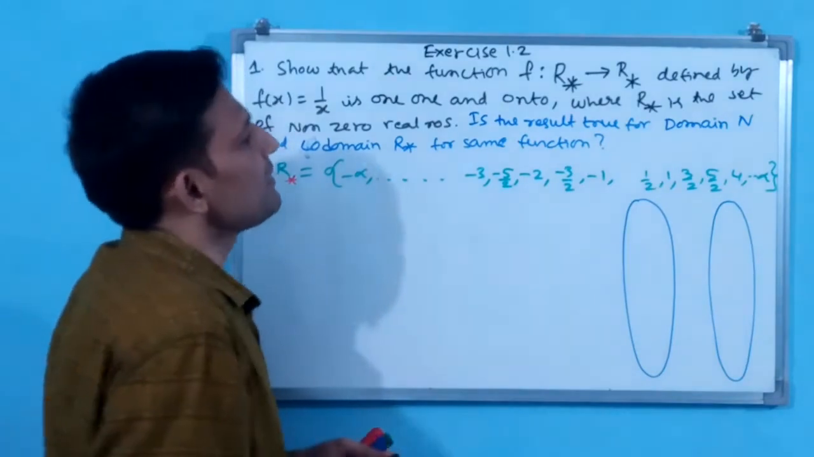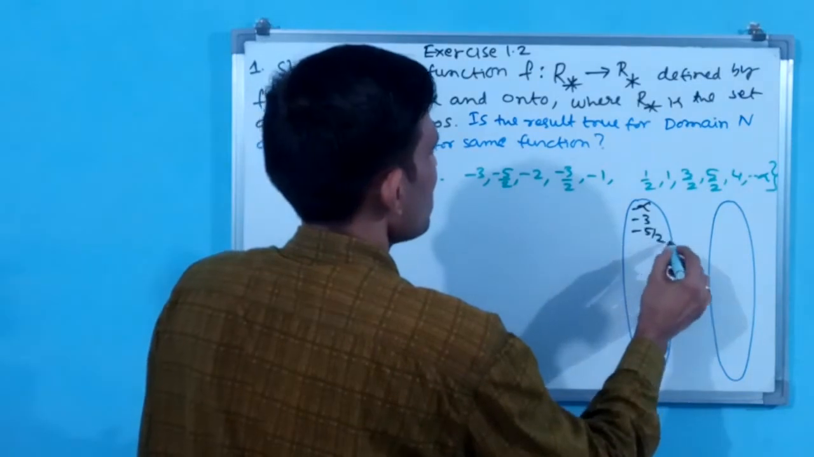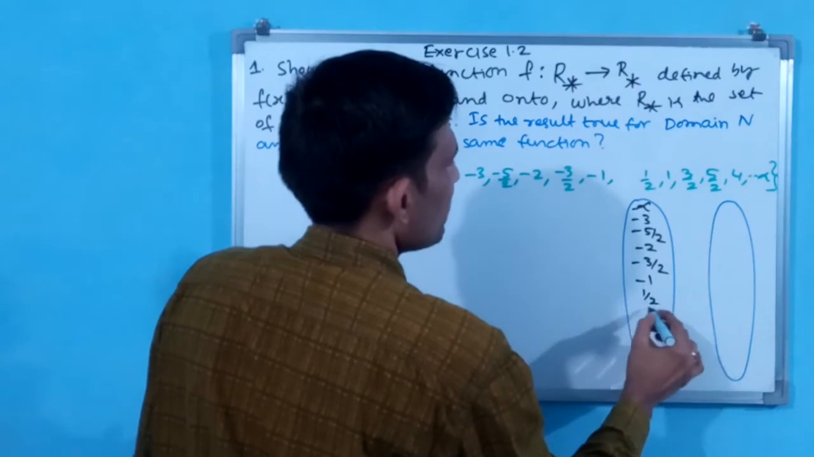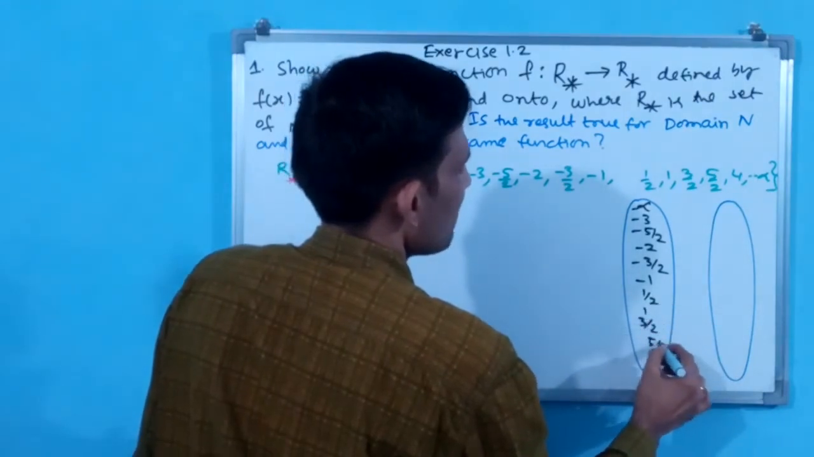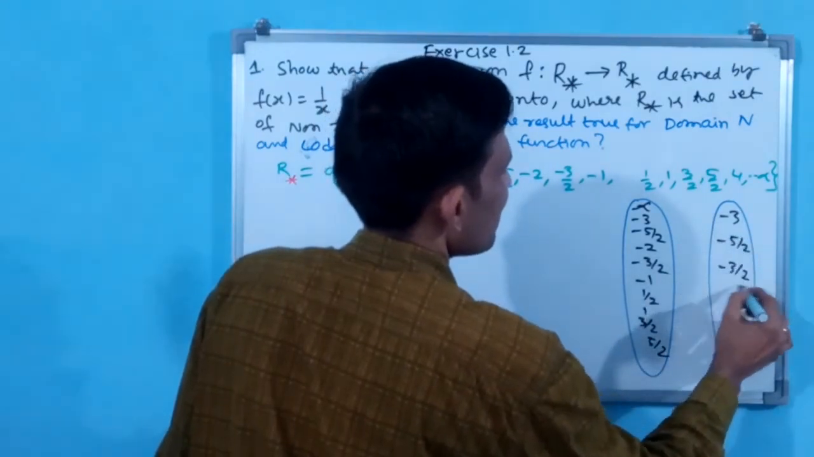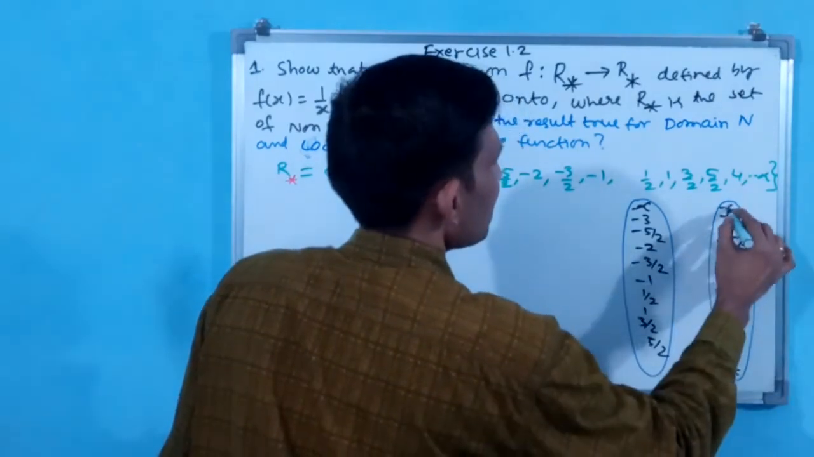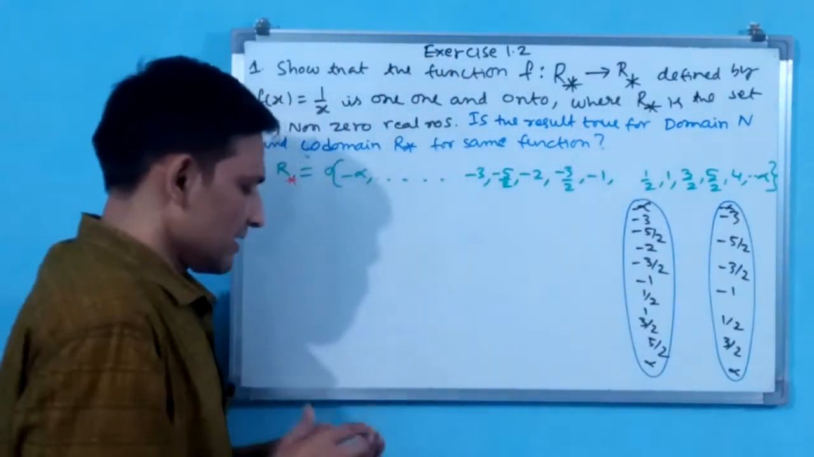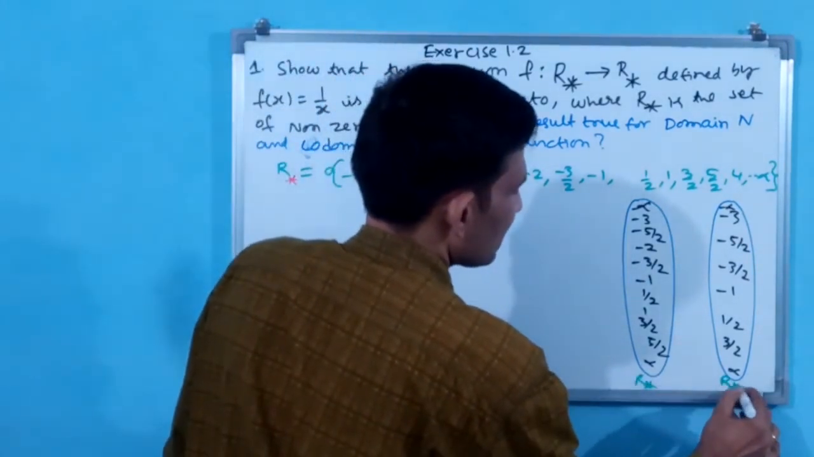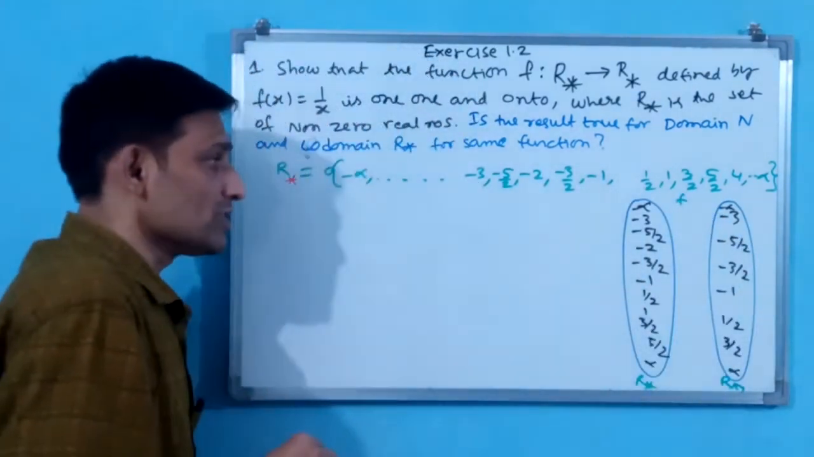Here you are having all elements, whatever I have written: from minus infinity to minus 3, minus 5 by 2, minus 2, minus 3 by 2, minus 1, 1 by 2, 1, 3 by 2, 5 by 2, all are there, same, up to plus infinity. Okay, and this is R star. This is also R star, and this is the function. Okay, now the function is there. Now we see the relation.